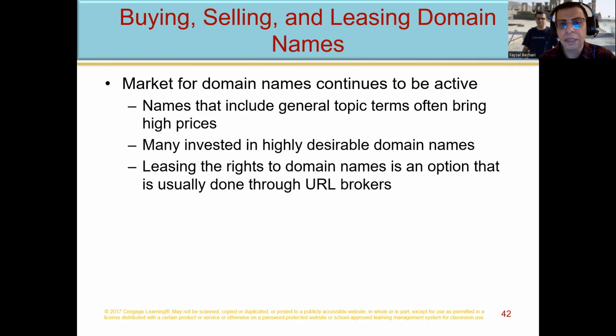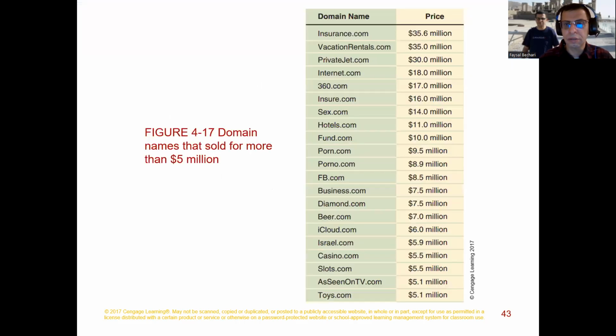So, buying, selling, and leasing domain names. The market for domain names continues to be very active. Names that include general topic terms often bring high prices, mainly invested in highly desirable domain names. Leasing the right to a domain name is an option that's usually done through URL brokers. Usually when a domain comes to the public, a lot of brokers try to select names that they think are going to be very pricey in the future. And these are some of the prices.